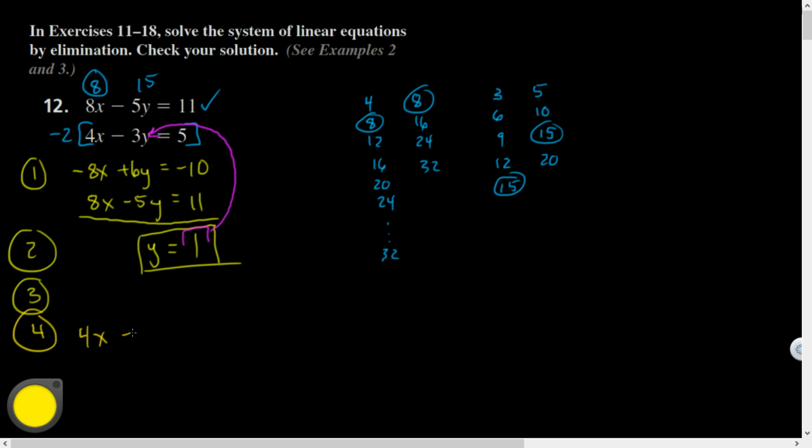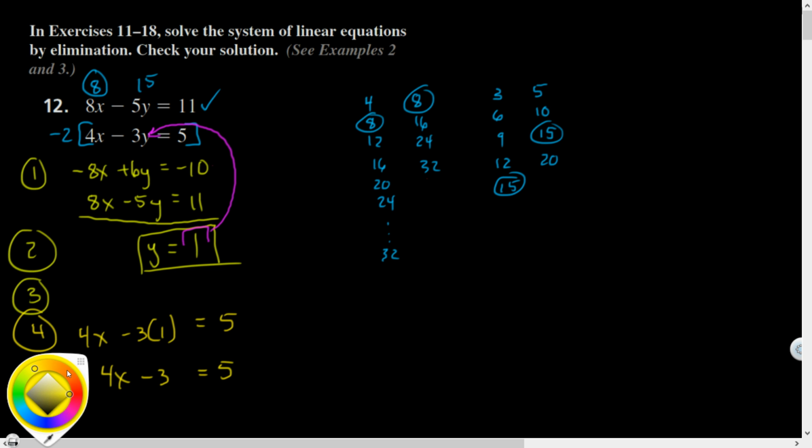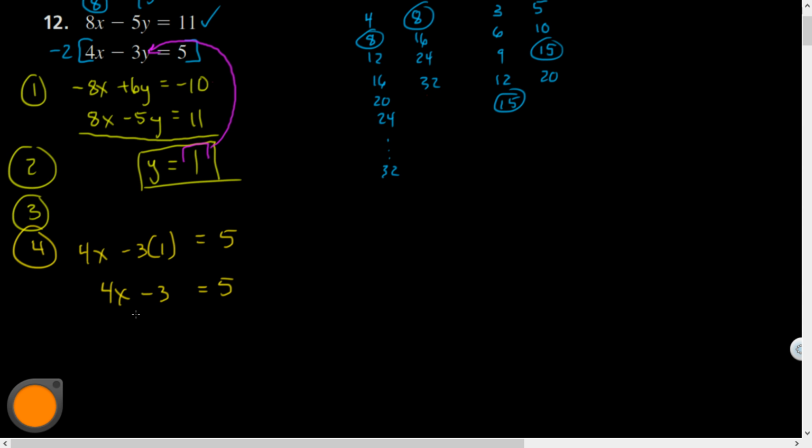So let's see. I'll have 4x minus 3, and instead of y, I'm writing 1, and that is equal to 5. So I've got 4x minus 3 equals 5. And now we're solving, friends. How do I solve that for x? How do I get x by itself? It's being multiplied by 4, subtracted by 3.